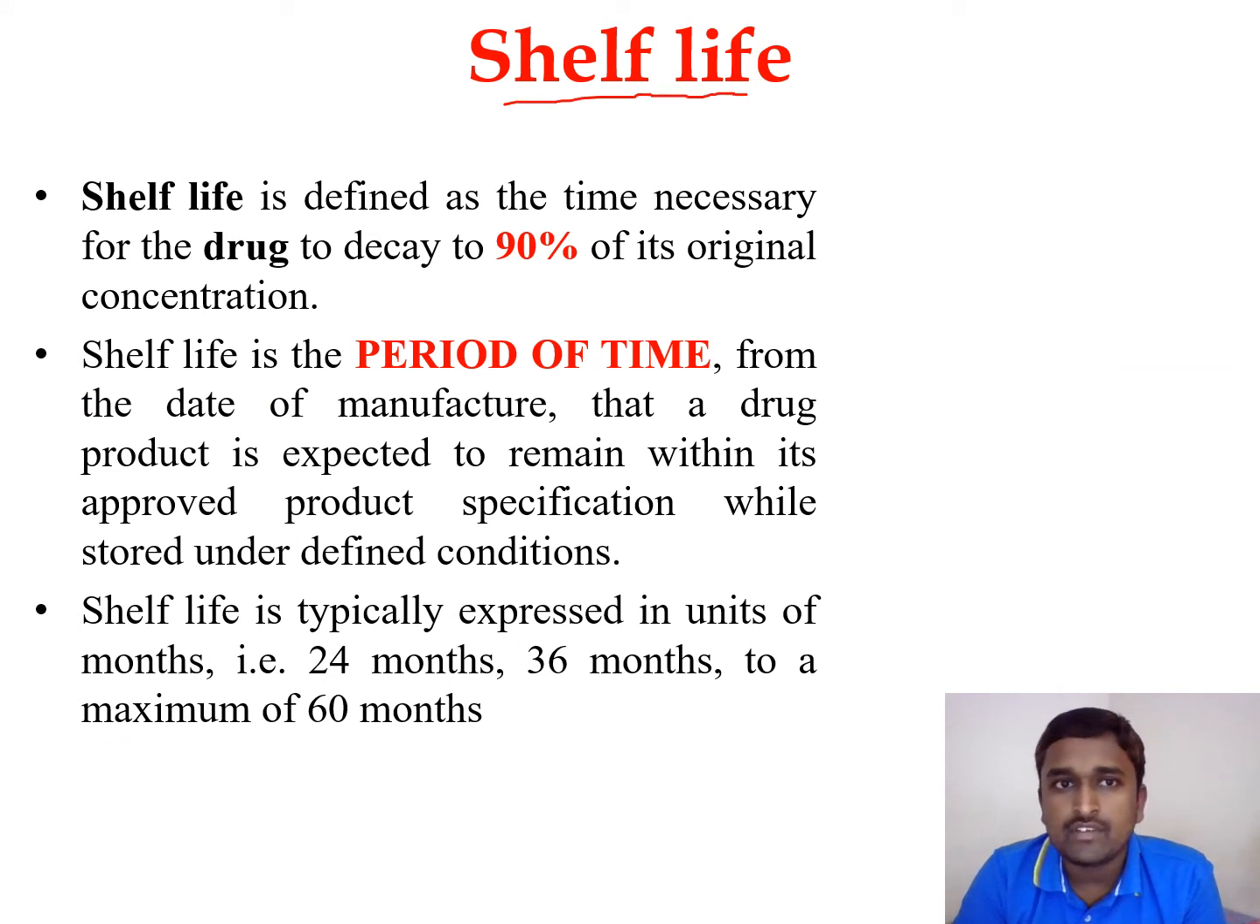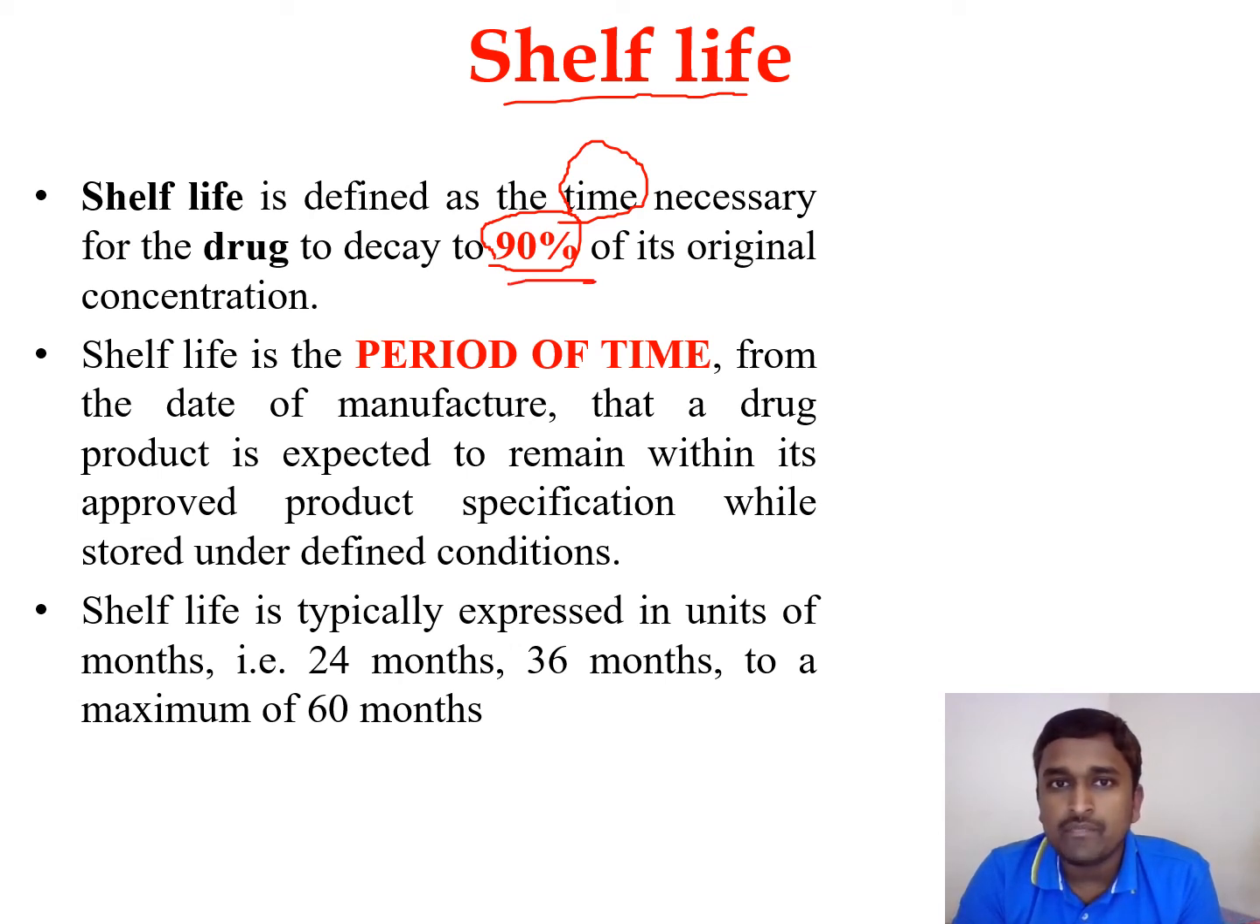Then shelf life. Shelf life is defined as the time necessary for a drug to decay to 90% of its original concentration. So what is the meaning of this? Let us take an example of an ibuprofen tablet. The label claim is 100 mg. During storage, slowly it may start decaying, releasing degradation products. So how much time is required for the ibuprofen tablet to decay 10%? That means 90% is still there, 10% has decayed. It may be 1 year, it may be 2 years, sometimes it may be 3 years.